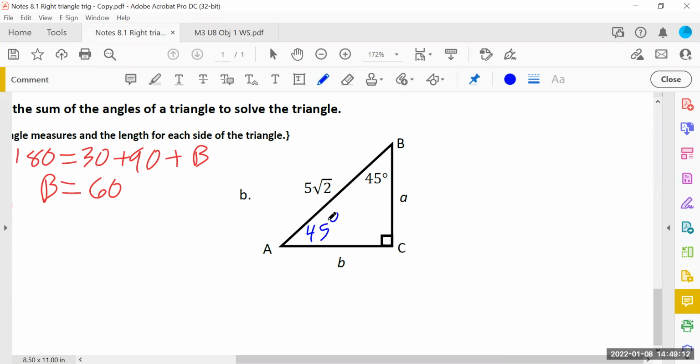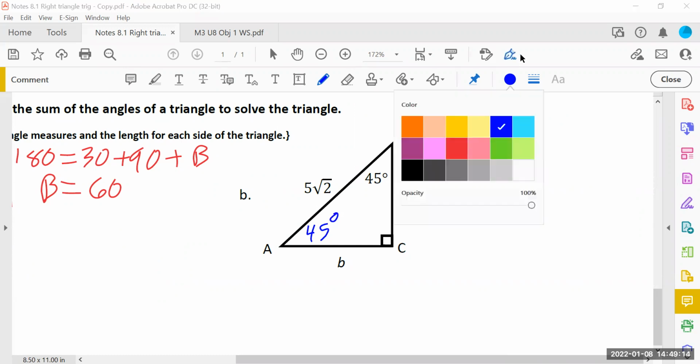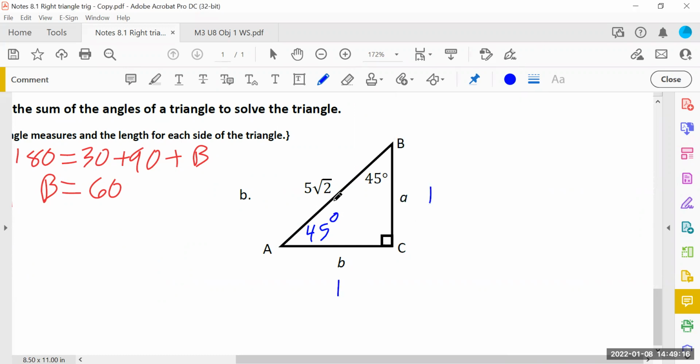45, 45, 90 triangles always use the proportions 1, 1, square root of 2. So just like with the last one, as soon as I see that 45, 45, 90, I know it's one of my special right triangles. I know it's 1, 1, square root 2.